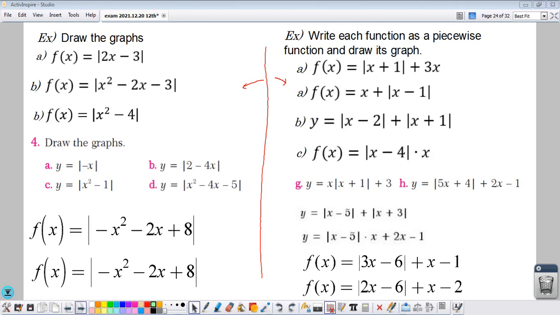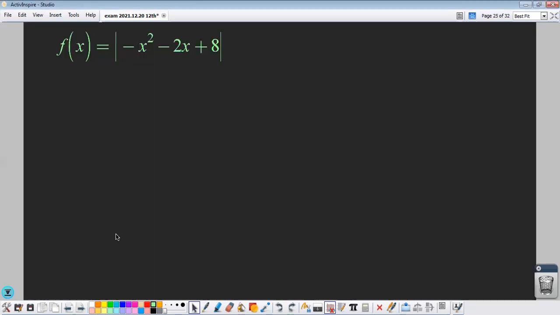So this is where all of them are inside the absolute value. So this is the easy type. In this type, firstly you draw the graph like there is no absolute value. You try to draw the graph f of x is equal to minus x squared minus 2x plus 8. So this is a quadratic function.